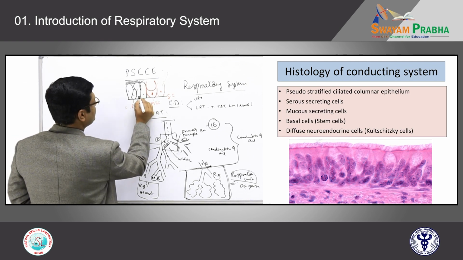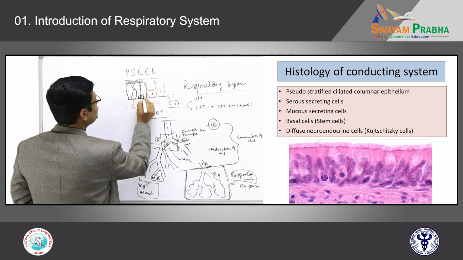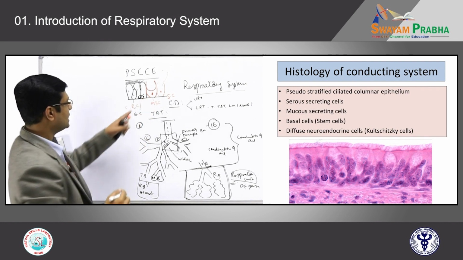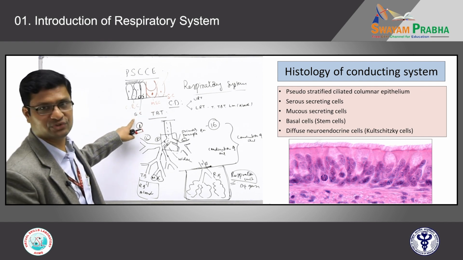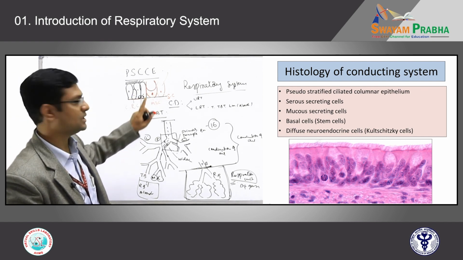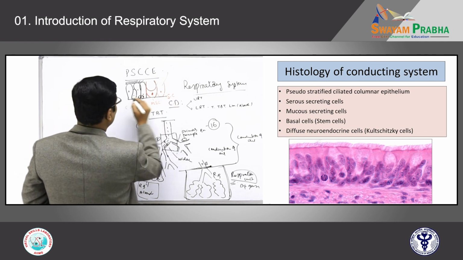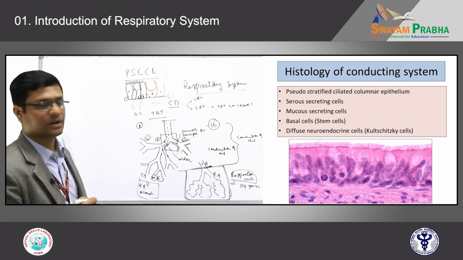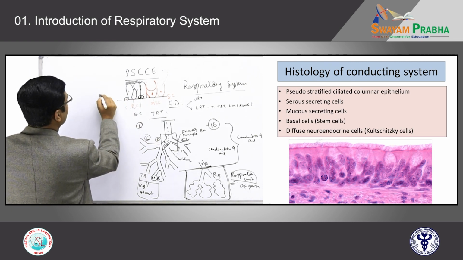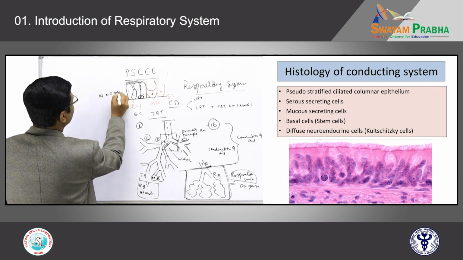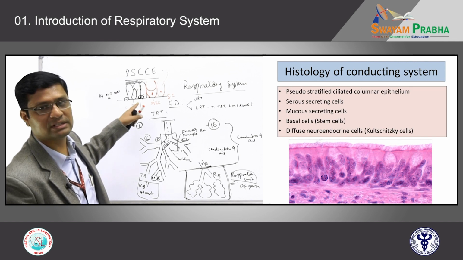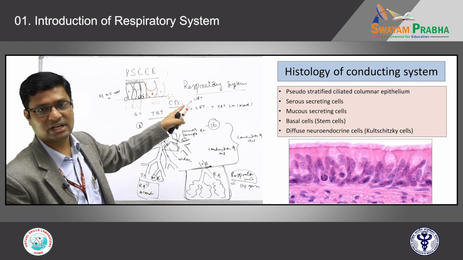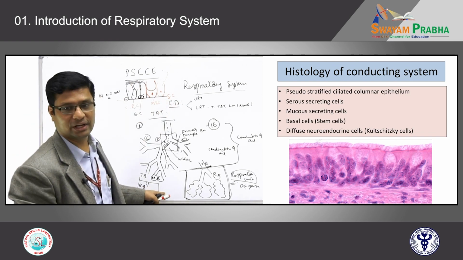Occasionally, we have some round cells situated at the basal region. We call them basal cells. Basal cells are actually nothing but stem cells, helpful for regeneration of this epithelium. Along with that, we have one more type of cells dispersed here, and they are of neuroendocrine nature. We call them diffuse neuroendocrine cells. The other name for diffuse neuroendocrine cells is Kulchitsky cells. You can see there. So, these are the main different types of cells which line the tracheobronchial tree, right.